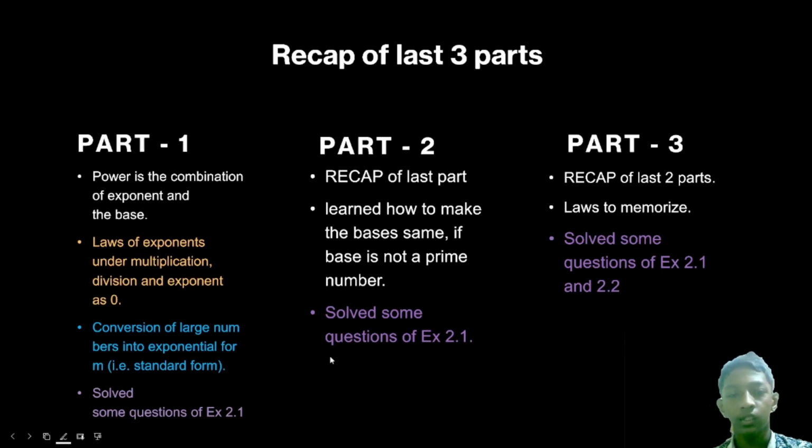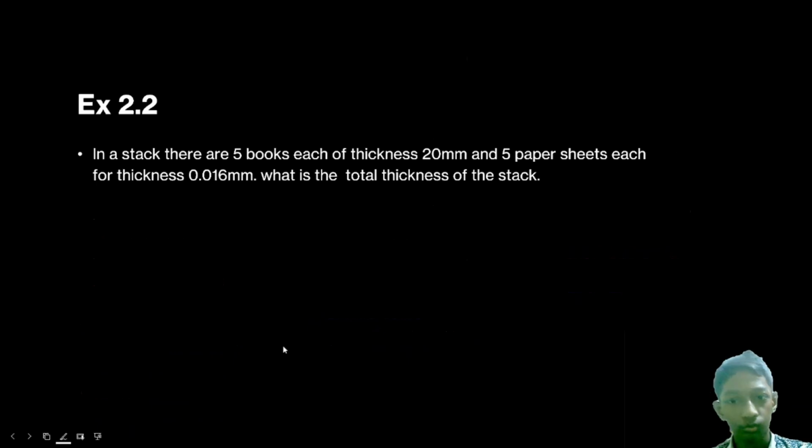In this video we will continue to solve the questions of exercise 2.2. Let's move to the questions of exercise 2.2. In a stack there are 5 books each of thickness 20 millimeters and 5 paper sheets each of thickness 0.016 millimeter. Now let's find the total thickness of the stack.